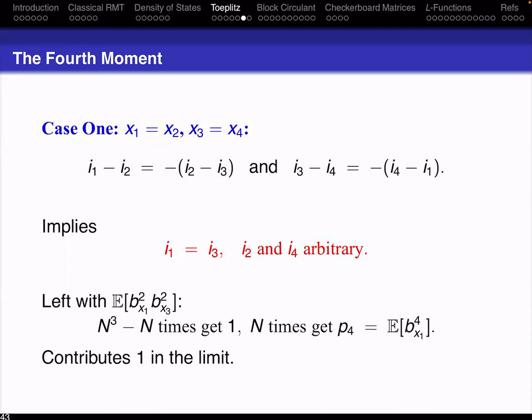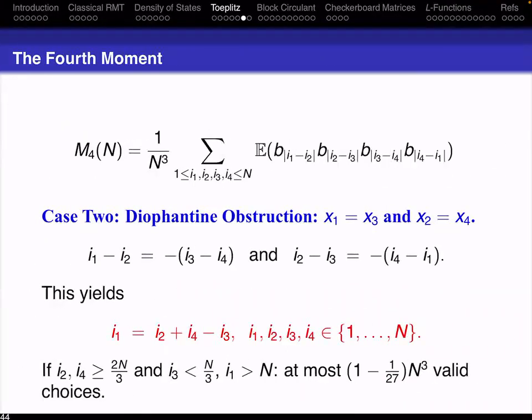If I look at the other case, case 2, I now have I1 minus I2 is minus I3 minus I4, and the next equation is the same thing. And so you now get I1 is I2 plus I4 minus I3. And that has an obstruction. If I2 and I4 are both large, say they're both 2/3 n, and I3 is small, say it's at most 1/3 n, then this would be at least 4/3 n. And you'd be subtracting off at most 1/3 n. So this whole thing would be greater than n, and that's too large for I1.